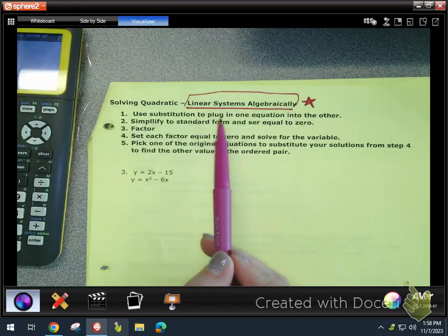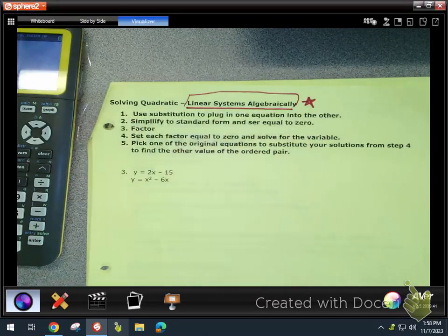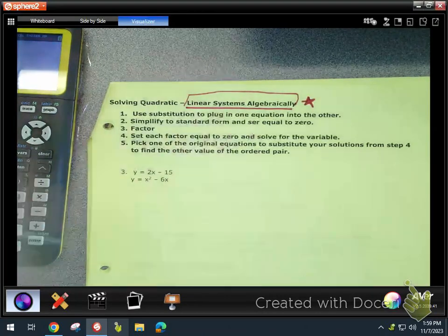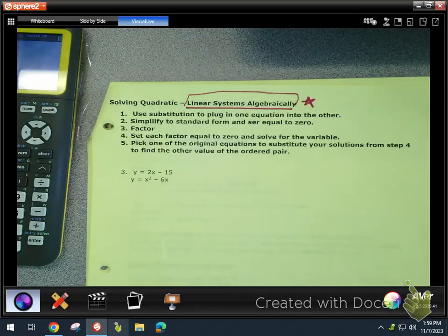Use substitution to plug in one equation for the other. So we've done substitution with linear equations like the second day of school. We're going to kind of keep that idea here. Use substitution, plug in, and then you'll have an equation that's all in terms of the same variable. Okay, so you'll notice your systems will be a little bit different. You're going to have two equations. You're going to have a y and an x. When we do it algebraically, we're going to get it in terms of one. So like only x's or only y's.